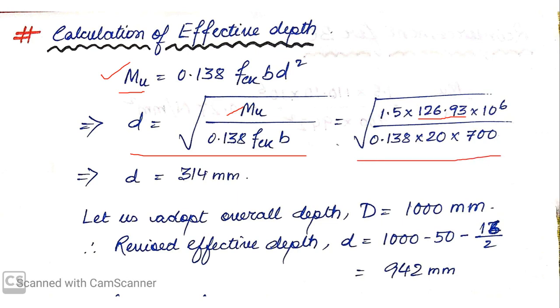If I solve this, I'll be getting the effective depth as 314 millimeter. Now I adopt the overall depth as 1000 millimeter, slightly higher, so that I'm on the safer side. Now what will be the revised effective depth? It will be 1000 minus the clear cover, that is 50, minus half of the reinforcement dia. I have considered the reinforcement dia to be 16 mm bars. So this is the effective depth, that is 942 millimeters.